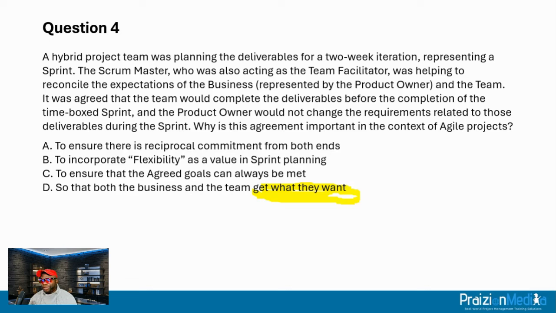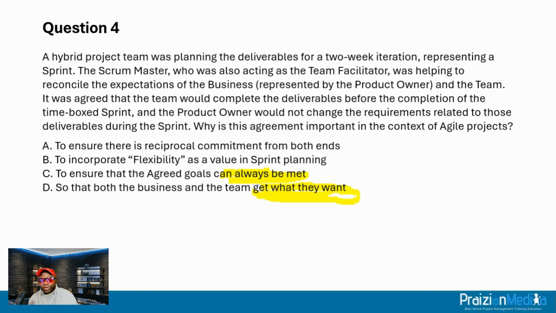C, to ensure that agreed goals can, watch the word, this is where it gets wrong, always be met. You do not have a guarantee in any framework that agreed goals can always be met. There's always an element of doubt. So absolutes like that need to be avoided on the exam. When it says always, never, words like that, you got to look out for that.